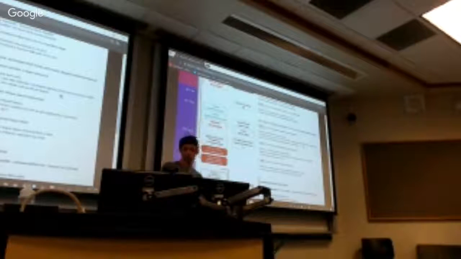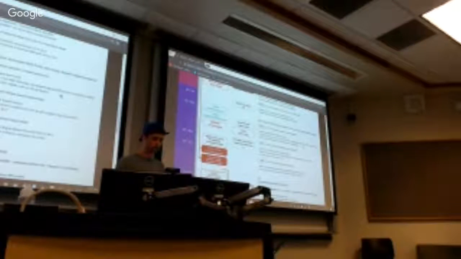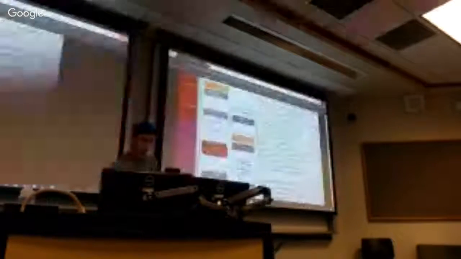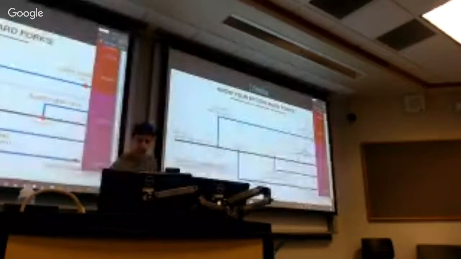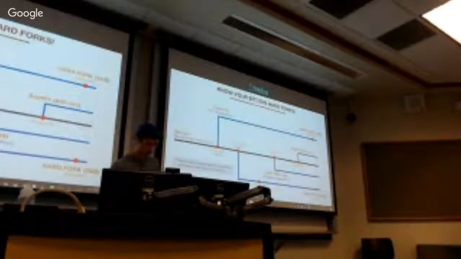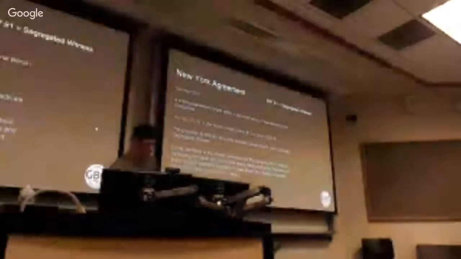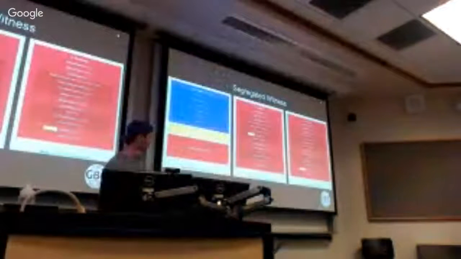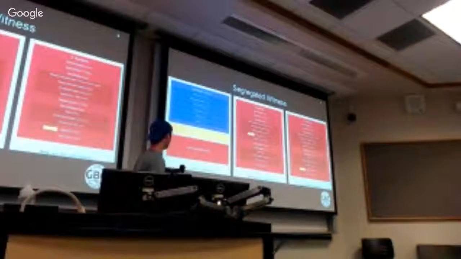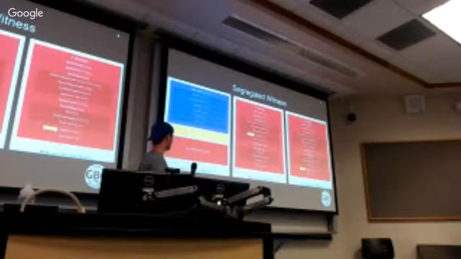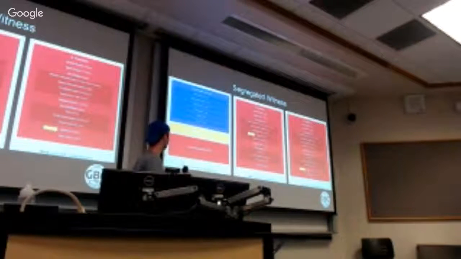Now you need to know what is SegWit. What is the difference in what they were trying to do, and why it's causing so much difference in the community right now. So, SegWit. Here, this is a block. This is what we have in Bitcoin right now. This is an original Bitcoin block.